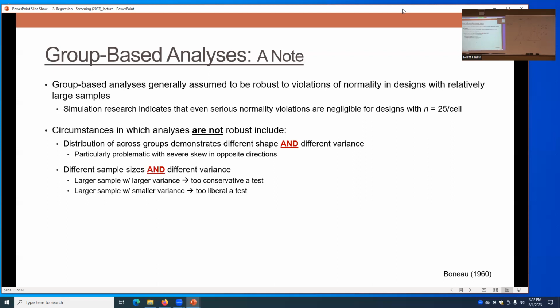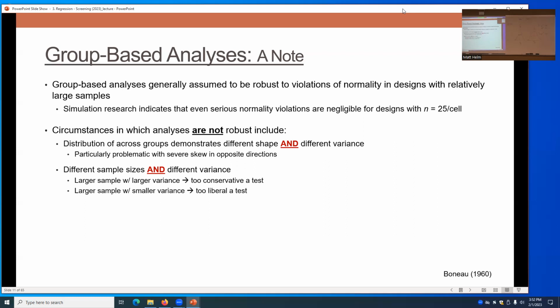If I've got different sample sizes and different variances, right, the sample with more people is going to have more influence on the overall estimate of my variability. So I've got a violation of homogeneity of variance, and a sample of 20 and a sample of 100. Now, if the larger sample has larger variance, the overall estimate, my mean squared error in my ANOVA, is going to be pulled towards the bigger sample. My variance is going to be too high. I'm probably going to have too conservative a test because it's going to make my standard error bigger.